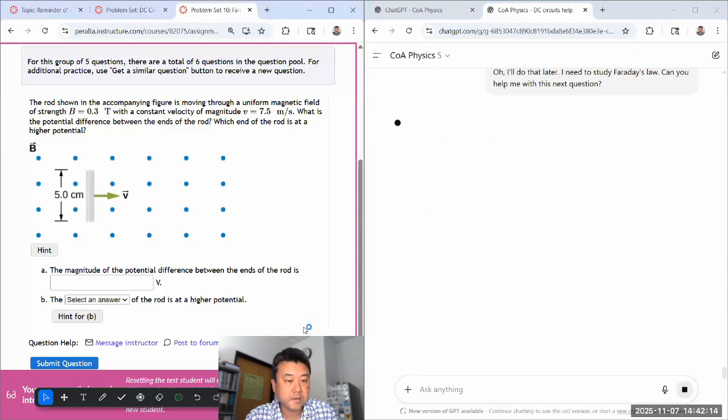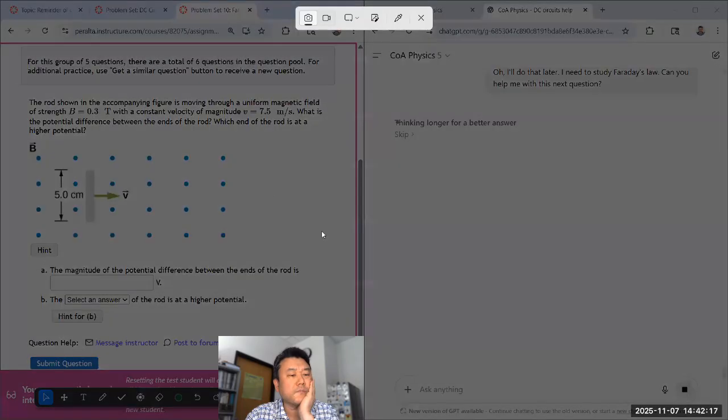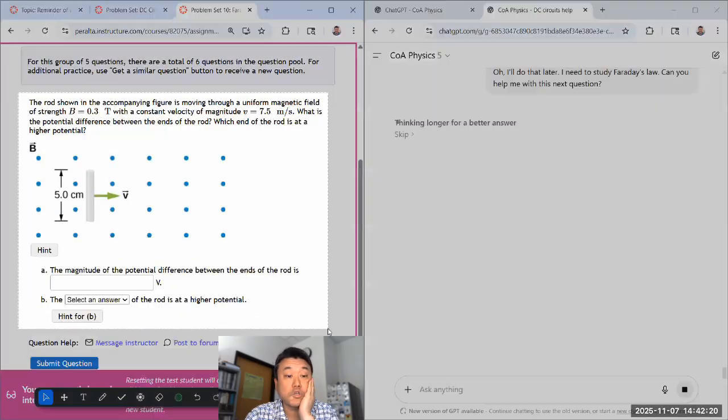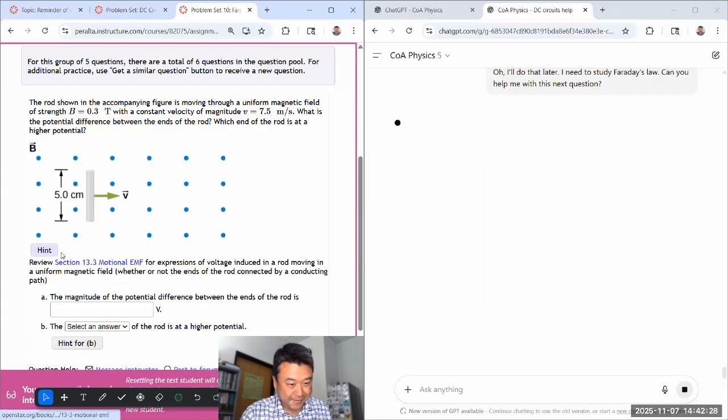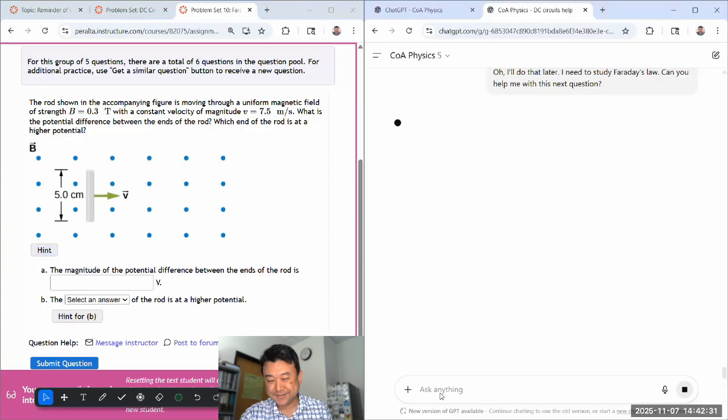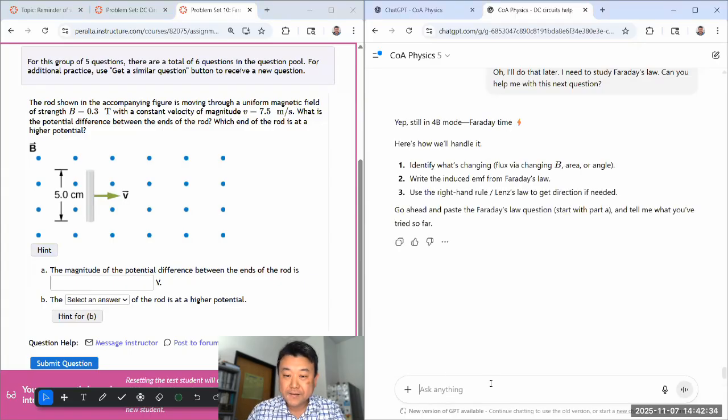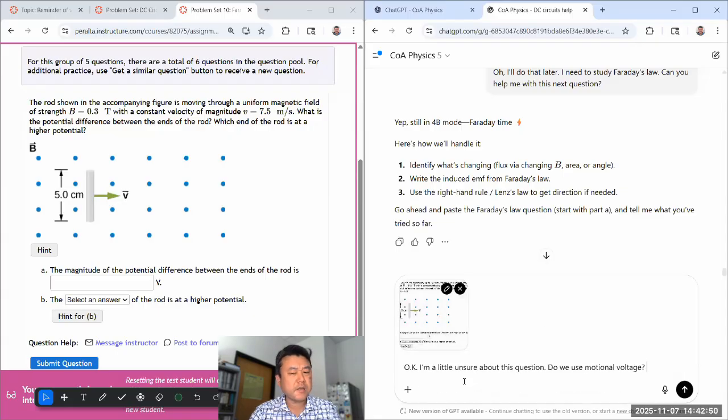I'll paste this in, and I will ask you to confirm, do we use motional voltage? Because the question doesn't explicitly say motional voltage. Yeah, a hint might. Yeah, the hint does. But ChatGPT doesn't see the hint, so it's fine. I'm a little unsure about this question. Do we use motional voltage? And it should understand the phrase motional voltage, if anything, from my notes.